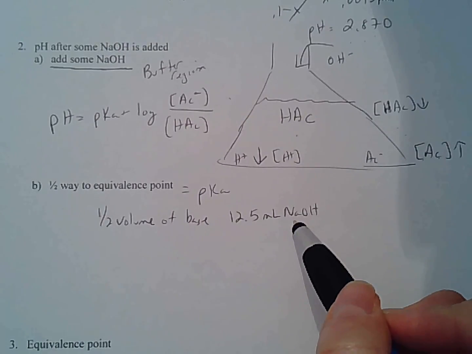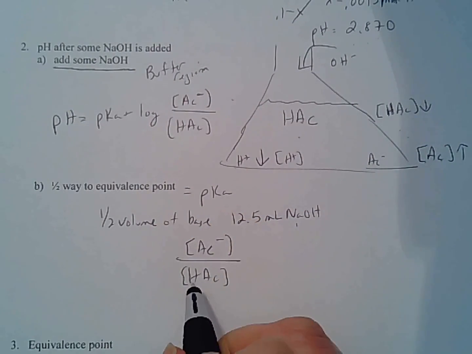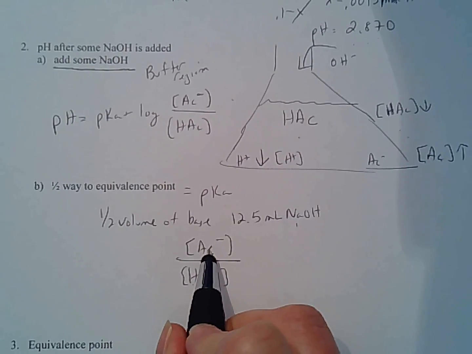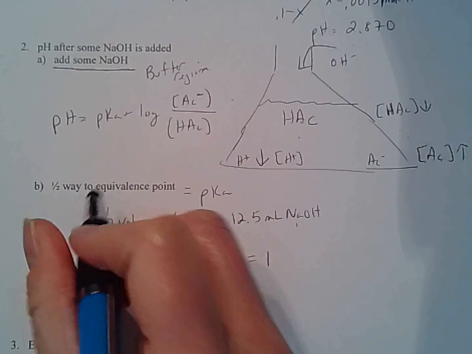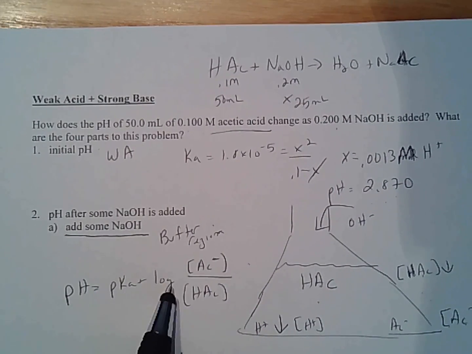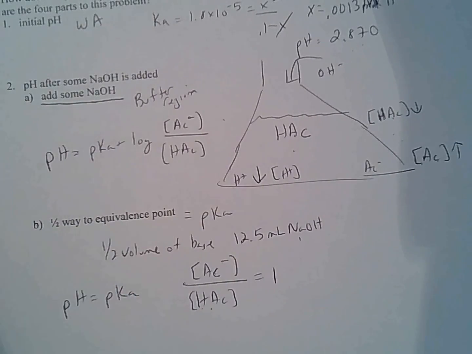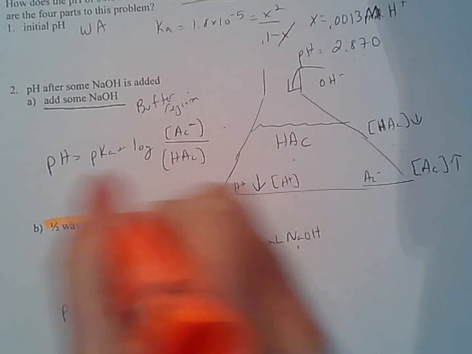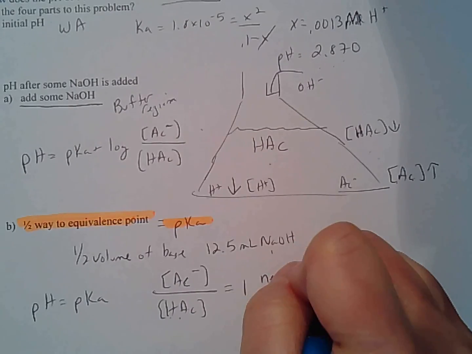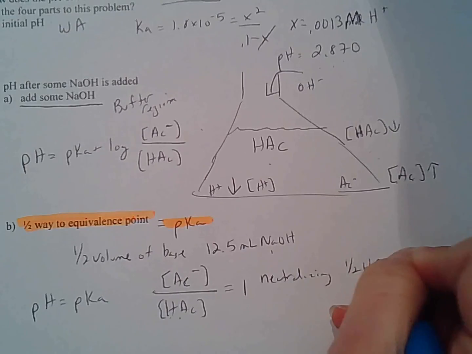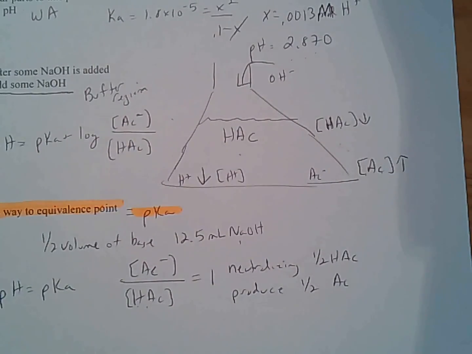Why that is so significant is because half of the acetic acid is going to be neutralized, and you have produced half of your acetate. Well, that ratio comes out to be a 1. So we know that in our Henderson-Hasselbalch equation, if this is a log of 1, that becomes 0, so pH is equal to your pKa. Okay, so this halfway point to your equivalence point, I will ask you to calculate that pH because that's very easy to do. So realize we are neutralizing half of the HAc, and I am producing half of the acetate at this point. So that's why this is such an important point for chemists.